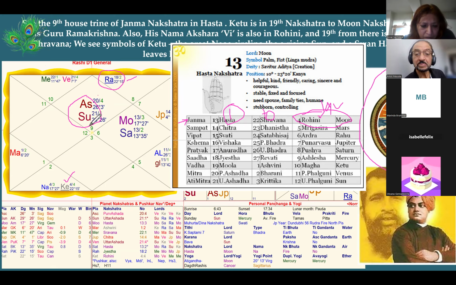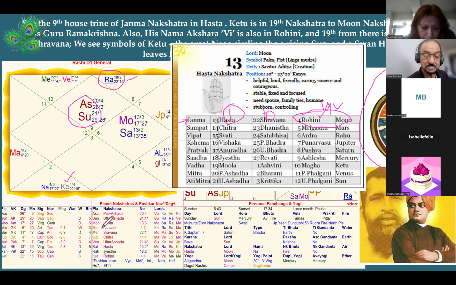What about the Atmakaraka? The Atmakaraka is in Uttara Ashada, and Venus is also in Uttara Ashada. So he doesn't have much in terms of the lagna, the ninth one. But what he also does have is Mercury, you see.